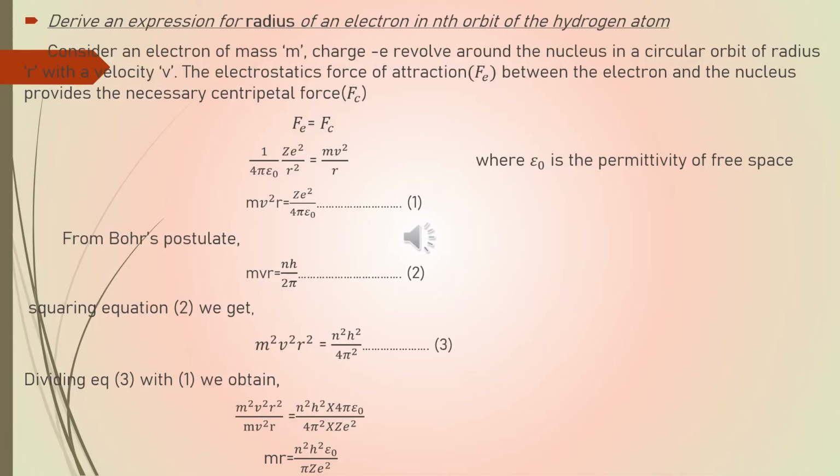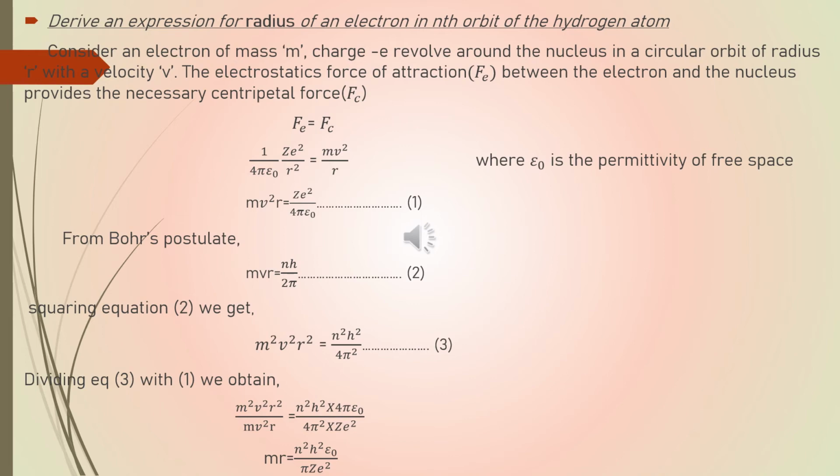Considering Bohr's postulate, let us try and derive an expression for the radius of an electron in the nth orbit of the hydrogen atom. Consider an electron of mass m, charge e, revolving round the nucleus in an orbit of radius r with a velocity v. The electrostatic force of attraction between the electron and the nucleus provides the necessary centripetal force. That is, Fe equals Fc.